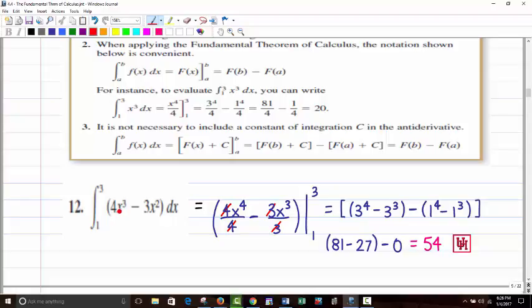Take the antiderivative. X to the 3 plus 1 is 4, divided by 4, which will make those 4's cancel. X squared plus 1, 2 plus 1 is 3, divided by 3 means the 3's cancel. So there's my bar, 1 to 3.